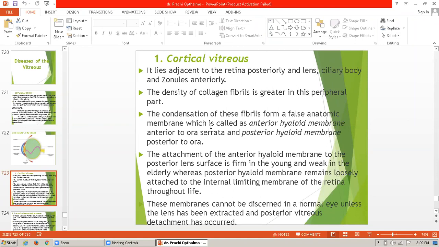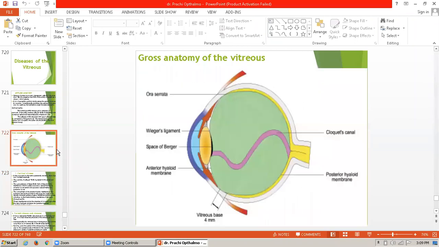The condensation of these fibrils forms a false anatomic membrane which is called the anterior hyaloid membrane, which is anterior to the ora serrata, and the posterior hyaloid membrane which is posterior to the ora. So in this diagram we can see anterior to the ora serrata, that is the anterior hyaloid membrane, and posterior to the ora serrata, which is the posterior hyaloid membrane.